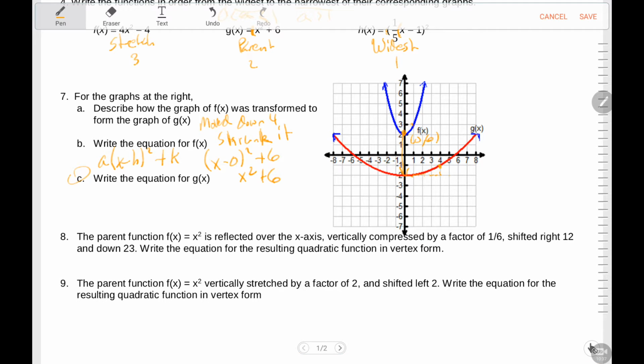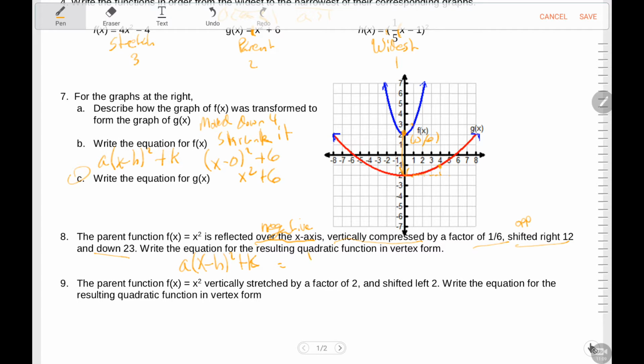The parent function f of x equals x squared is reflected over the x-axis. So what does that mean? That means it's going to become negative. Vertically compressed by a factor of 1/6. So we have to put that 1/6 on the front. Shifted right, that's inside the parentheses. So we've got to do opposite. And down 23, so we have to subtract. So a x minus h squared plus k.